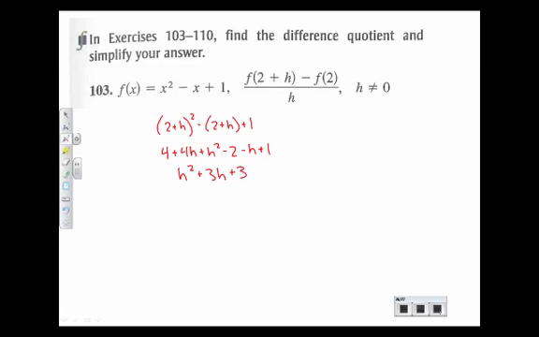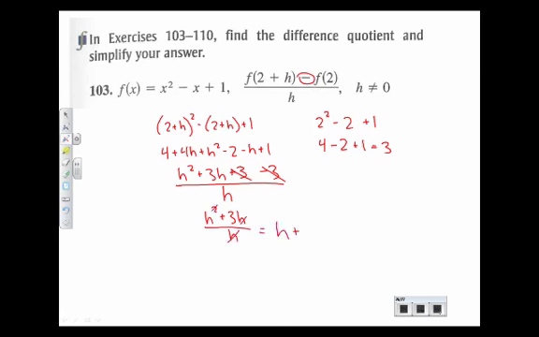So f of 2 is going to be 2 squared minus 2 plus 1, which is 4 minus 2 plus 1, which is 3. On this one we've got the negative here, so we'll plug that in there, all over h. Cancel, cancel. h squared plus 3h over h. Final answer, h plus 3 is our difference quotient.